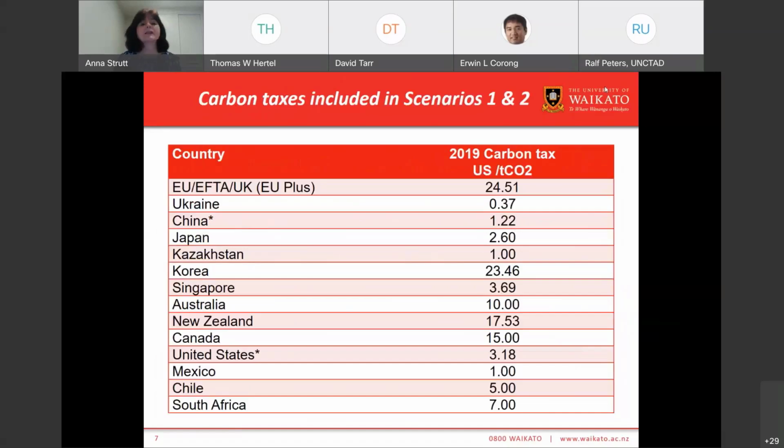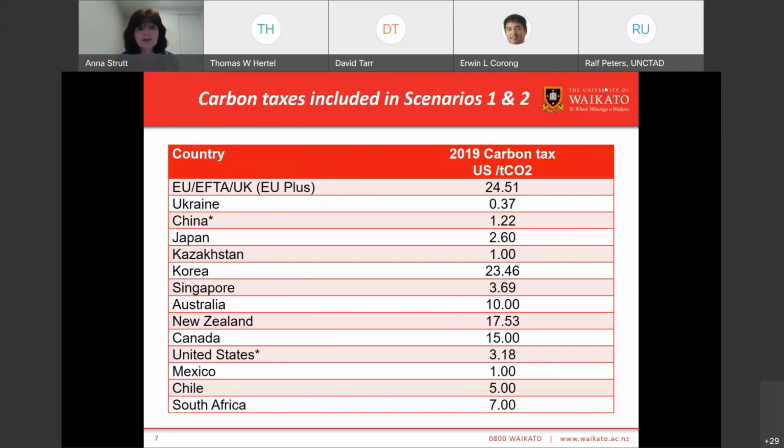These are the particular taxes that we're imposing in scenario 1, and of course those taxes go through into scenario 2 as well. You can see we're imposing a somewhat lower tax than Ralph did in his work on the EU carbon tax. For our EU plus region, we've got that $24.50 tax. It was a lower tax that was in place in 2019, and that's reflected there. The other countries in our list have a range of different taxes. As mentioned, these are largely from the World Bank's database.